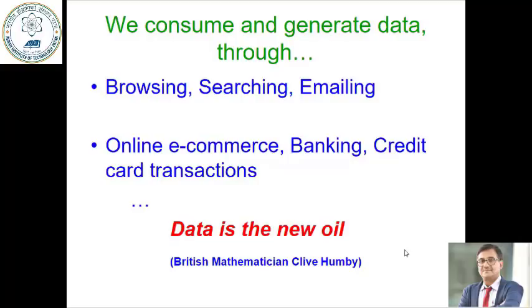So we consume and generate data through browsing, searching, emailing, online e-commerce, banking, credit card transactions, and all these add to the oil, the new oil, which is data. And this oil really doesn't get depleted. It goes on increasing because of people's activities. And these activities, we understand, are orchestrated through devices that we use: our phone, our fan, refrigerator, car, washing machine, vacuum cleaner. All these are devices which we make use of, and once they are on the IoT framework, on the platform, they in turn generate data and consume data.